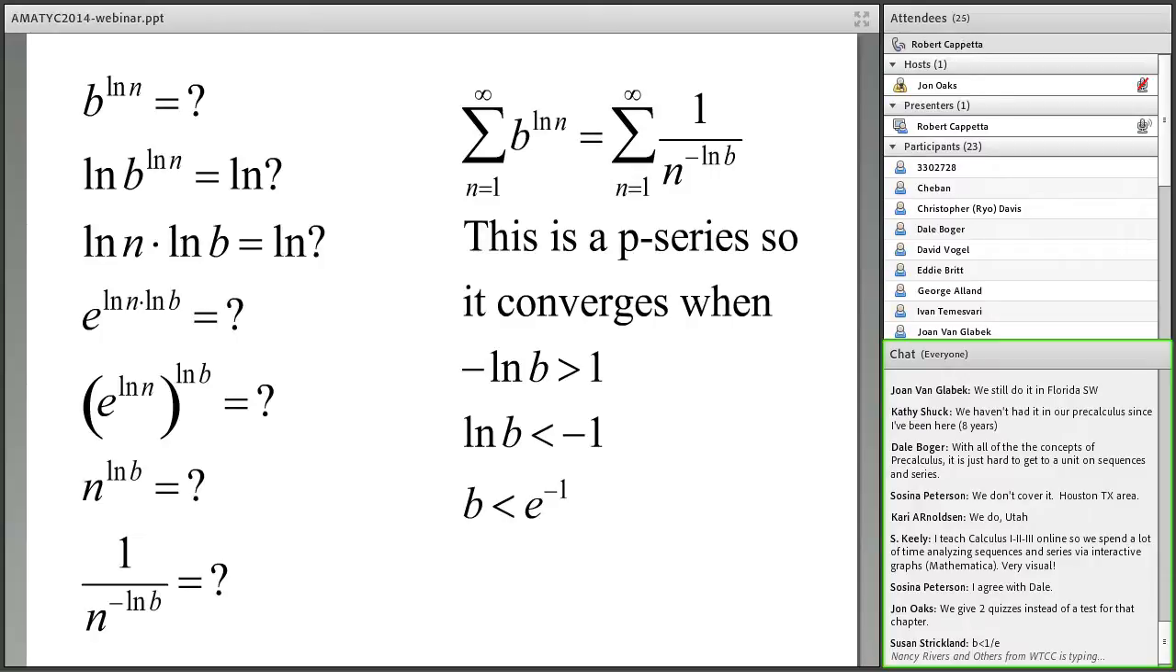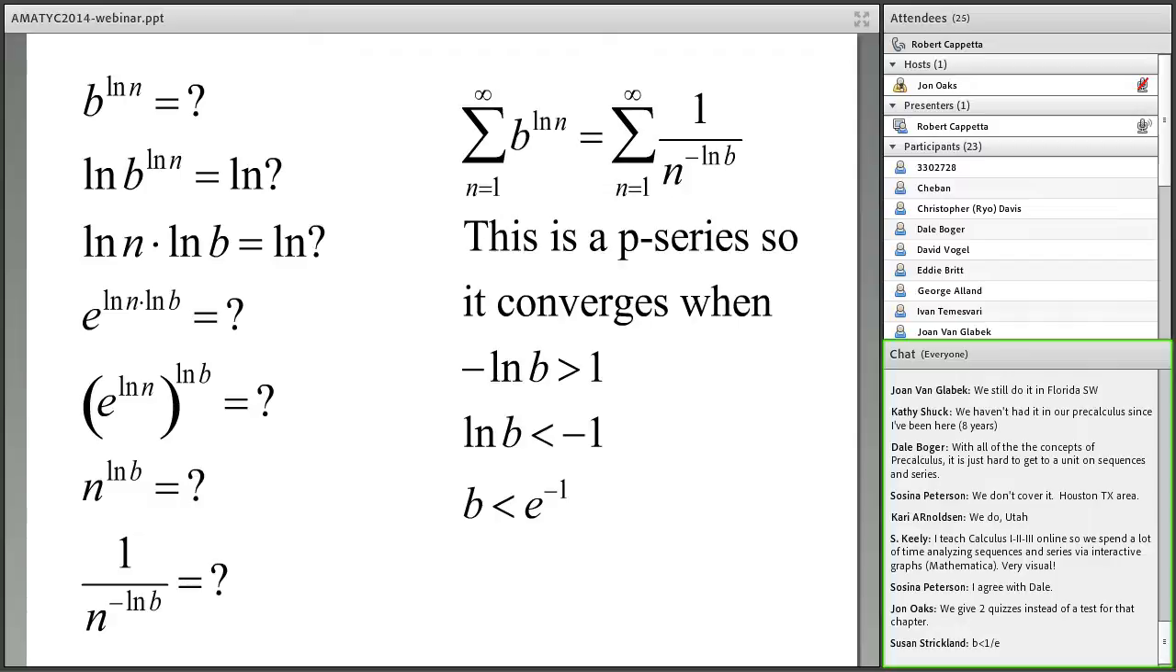I said b to the log n is something. Therefore, the log of b to the log of n is the log of something. And then using the log rule, the log of n times the log of b is the log of something. Raising both sides to e, e to the log n times log b is something. E to the log n to the log b is something. n to the log b is something. 1 over n to the negative log b is something.